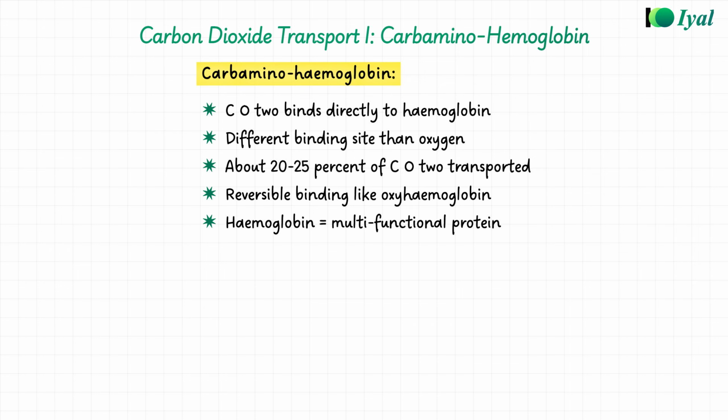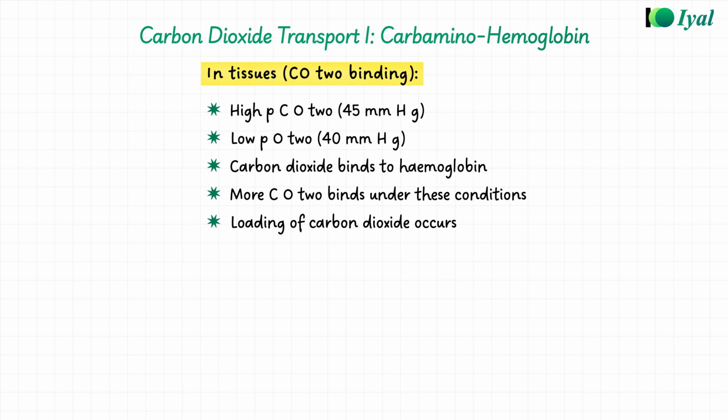A multifunctional protein. In the tissues where carbon dioxide pressure is high and oxygen pressure is low, carbon dioxide readily binds to hemoglobin. This is where carbon dioxide loading occurs. The high carbon dioxide pressure drives the binding. The low oxygen pressure is also important. It means oxygen is being released at the same time, leaving space for carbon dioxide to bind. This is the Haldane effect, the effect of oxygen saturation on carbon dioxide carrying capacity.